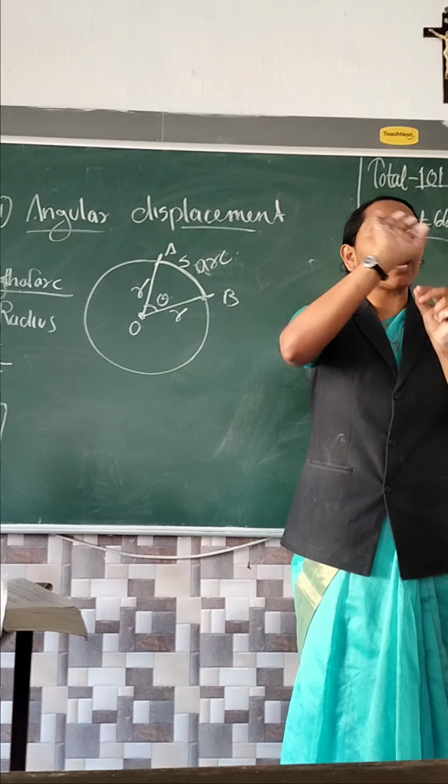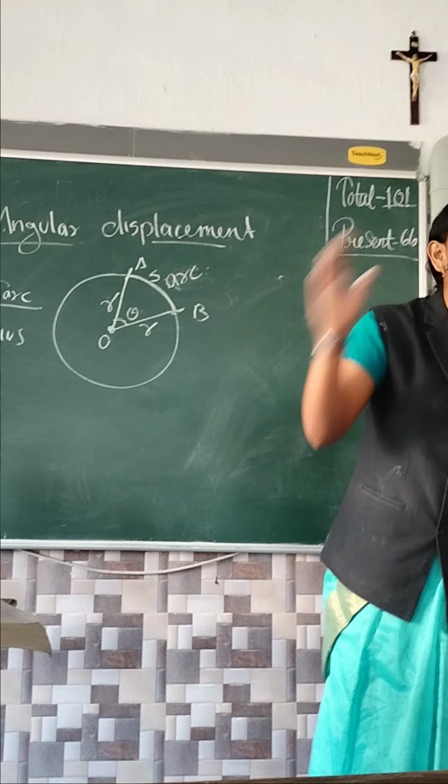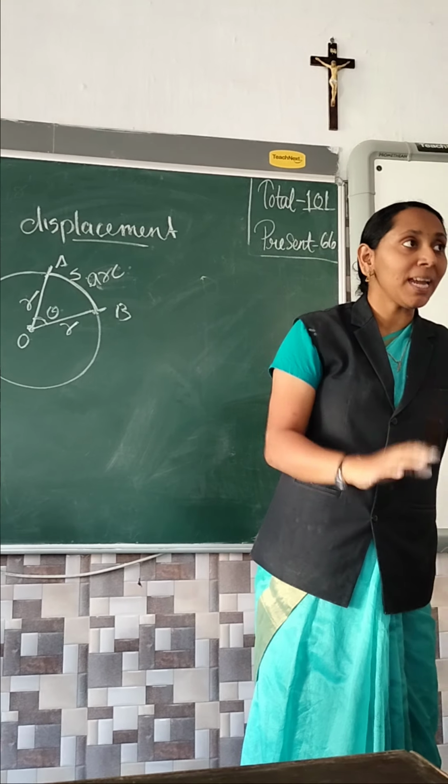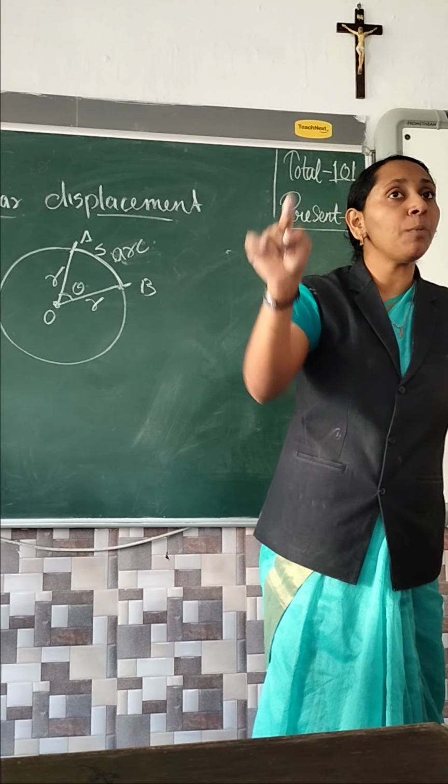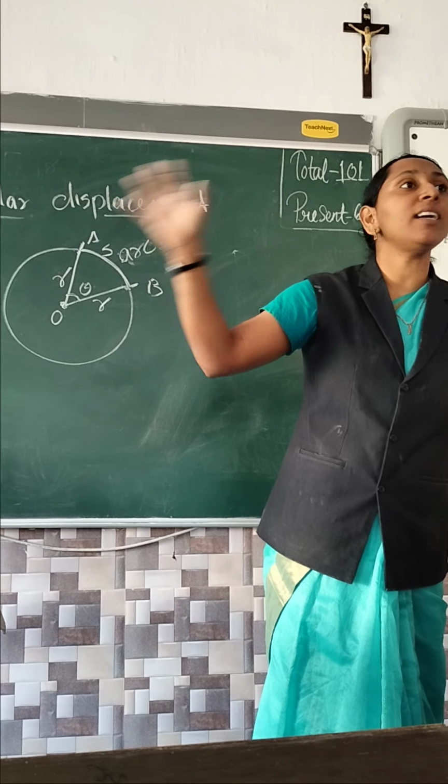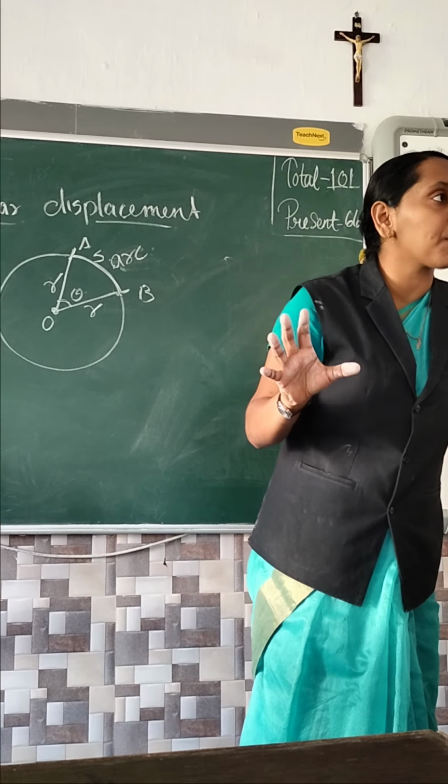Actually, circular motion means the full circle is involved here. Am I right? Yes. So that means my theta equals the circumference of the circle divided by radius. That is the right expression. So listen here. In this case, theta equals S by r, where S is the part of a circle, the arc.